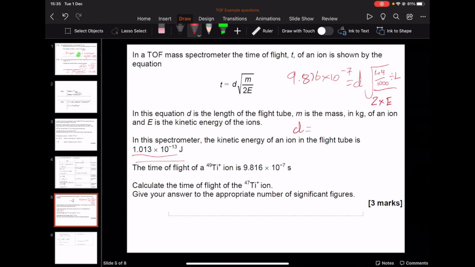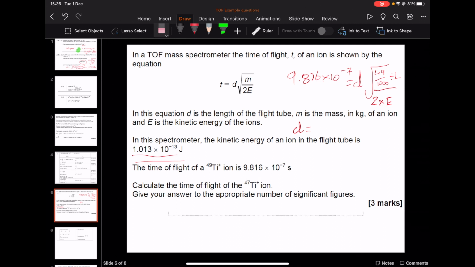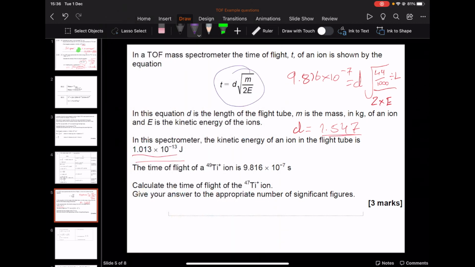So D is equal to 1.547. That's my first 2 marks, so I'll put that in there, having worked out what D is. Now I can substitute this D value into this equation to work out my time of flight for the 47 ion.